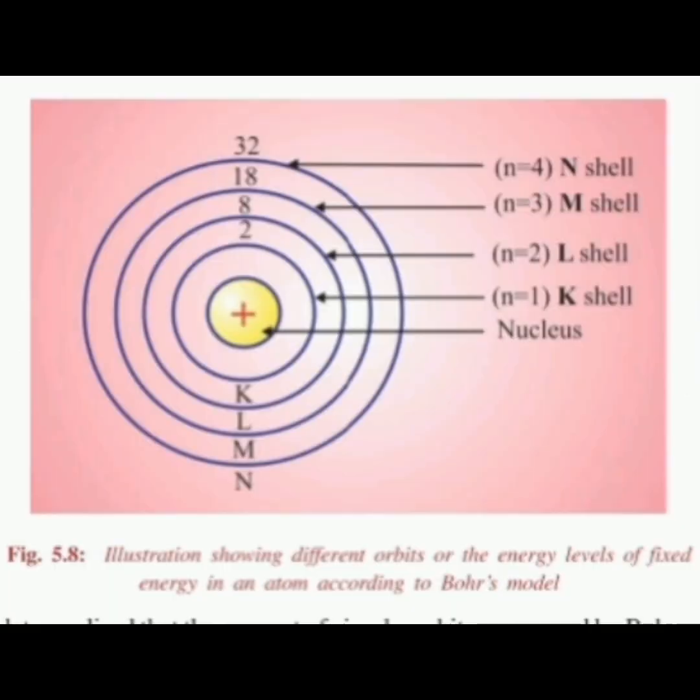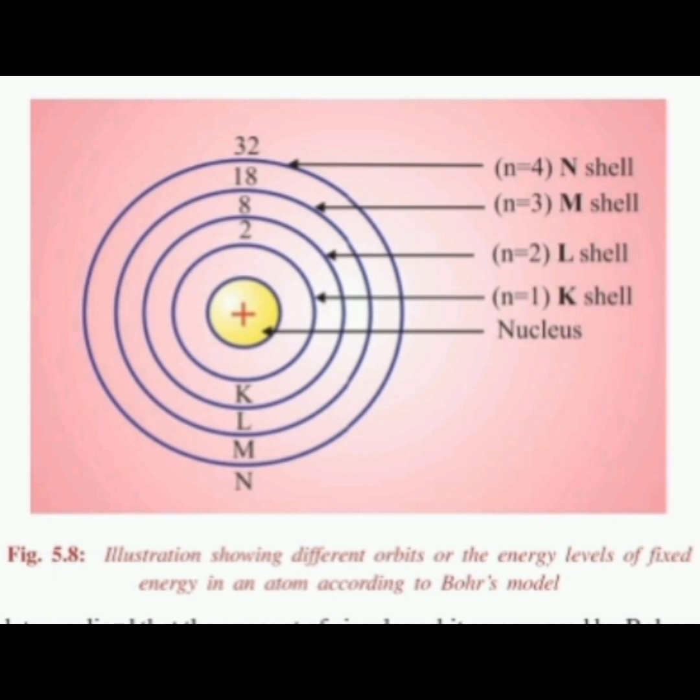So here, 2 refers to 2 electrons, 8 refers to 8 electrons, 18 refers to 18 electrons, and 32 refers to 32 electrons. Each and every orbit has its own number of electrons. That was not explained in Bohr's concept. That was also cleared up by other scientists.